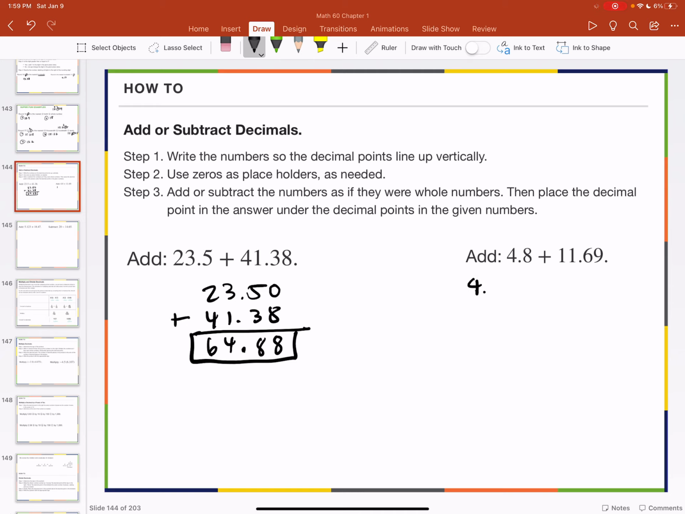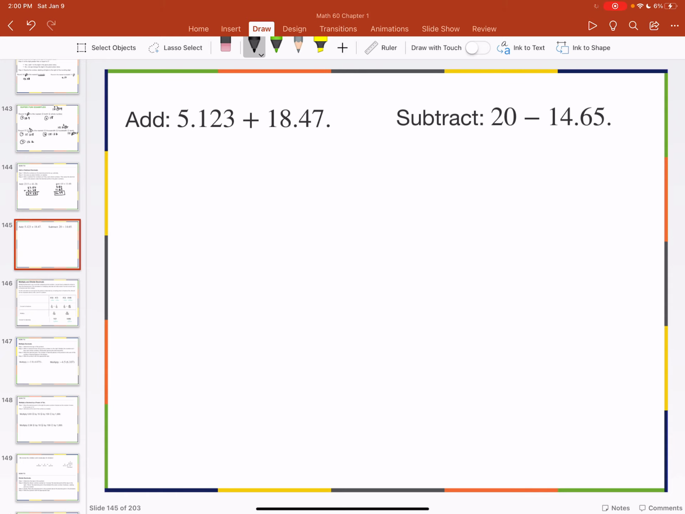Here, 11.69, well, I'm going to write the first one first. It doesn't really matter, actually, because addition is commutative, right? You can add in either order. So 9, right? And then 8 plus 6 is 14. We carry the 1, bring down the decimal point. 1 plus 4 plus 1 is 6, and then we bring down this 1, and your answer is 16 and 49 hundredths.